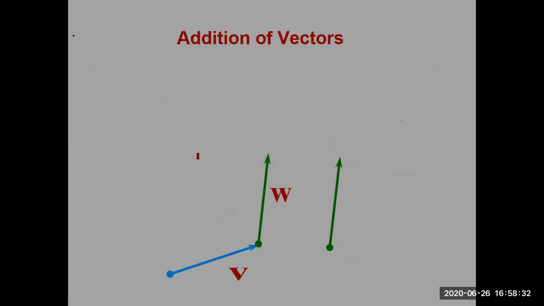And during addition, we can't change the direction of a vector. Suppose this one is a vector v, this one is a vector w. You are asked to add these two vectors. You will move this vector without changing its direction.